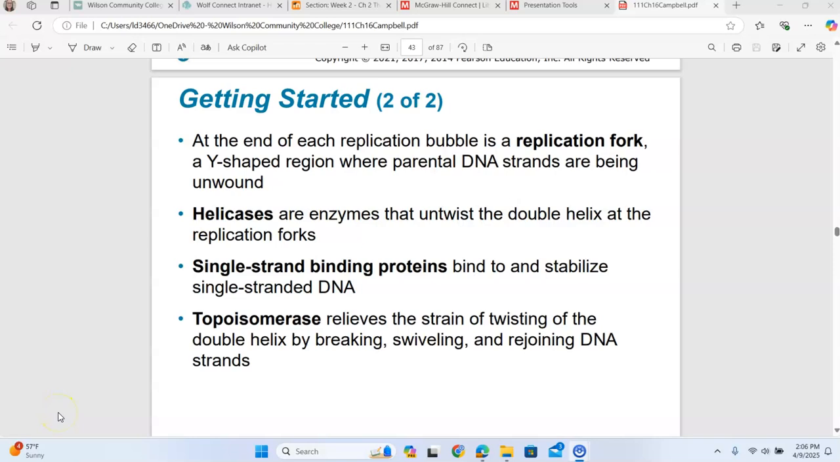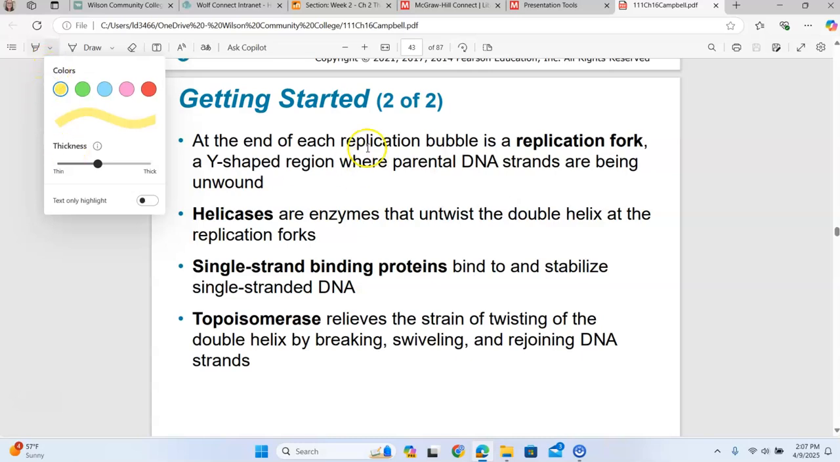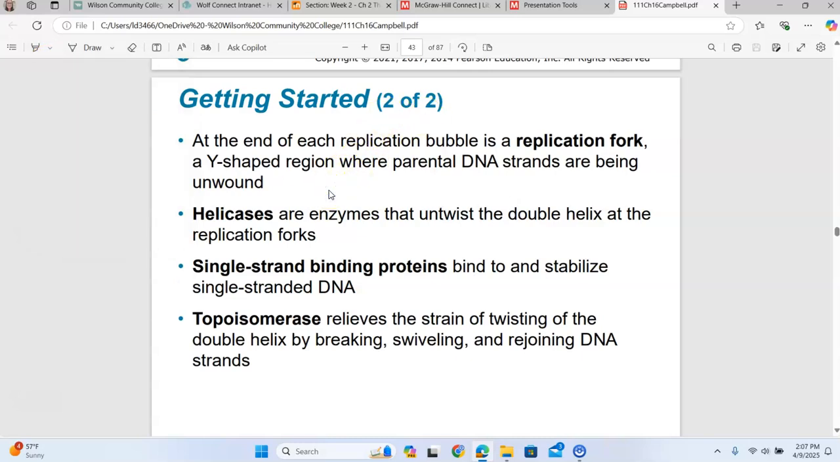This is part 2 of the Chapter 16 recordings, and we're starting with slide number 43. What we're covering right now is the process of DNA replication, which occurs during the S stage of interphase, right? DNA replicates before the cell divides.